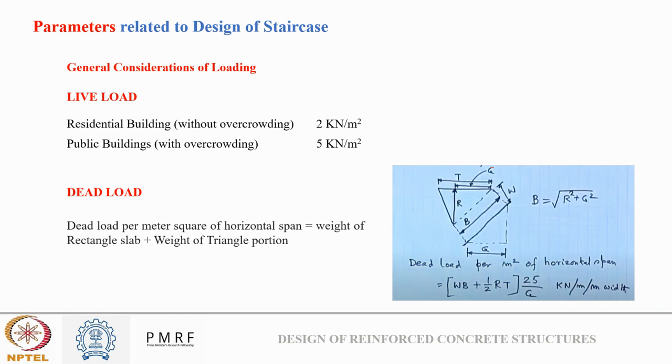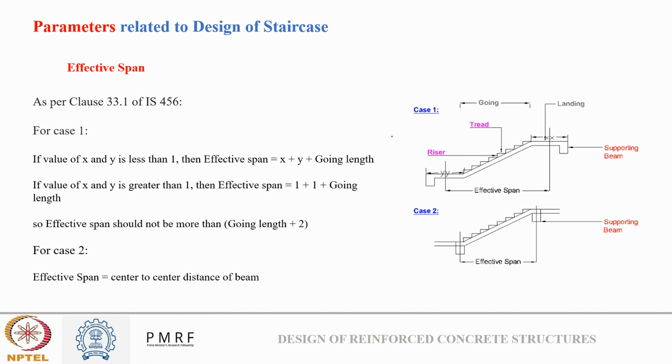And the last thing based on the parameters like dimensions of design is the effective span. What clause 33.1 of IS 456 says is that there can be two cases. This is my supporting beam which supports a staircase. My supporting beam can be either at a distance y and x from the step, or just below and above the step. So how do I define the effective span? I need the effective span first for designing this slab. For designing a staircase, I need the effective span, and I get it based on these two cases.